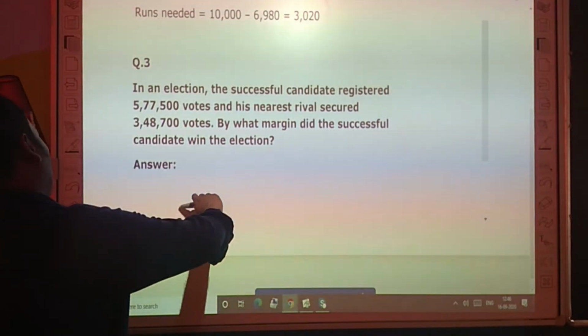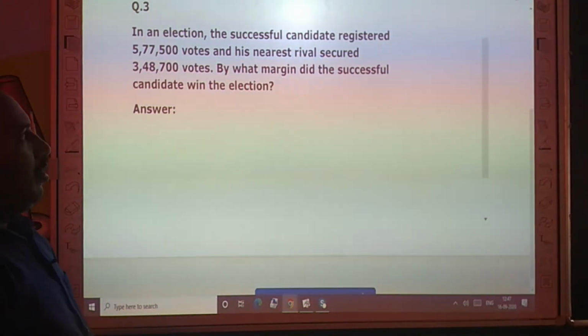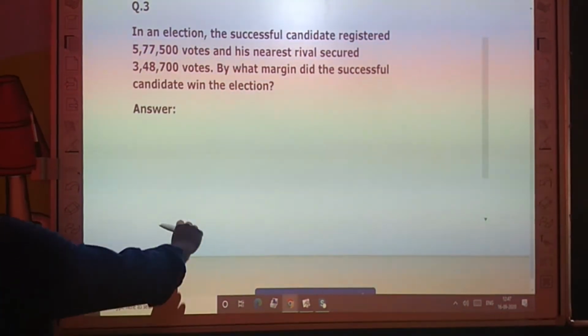3,020. Question number 3. In an election, the successful candidate registered 5,77,500 votes, and his nearest rival secured 3,48,700 votes. By what margin did the successful candidate win the election?